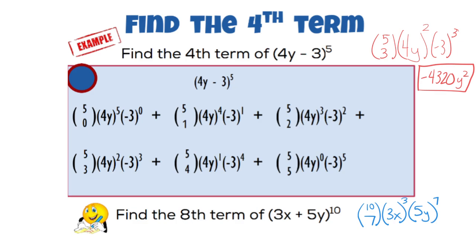All right, so then when you type that in your calculator, here's what I got: 253,125,000. It does ask for the 8th term, not just the coefficient. So let's include our variable parts. We got 2 variables. We're going to have an x cubed and a y to the 7. And there is my answer.